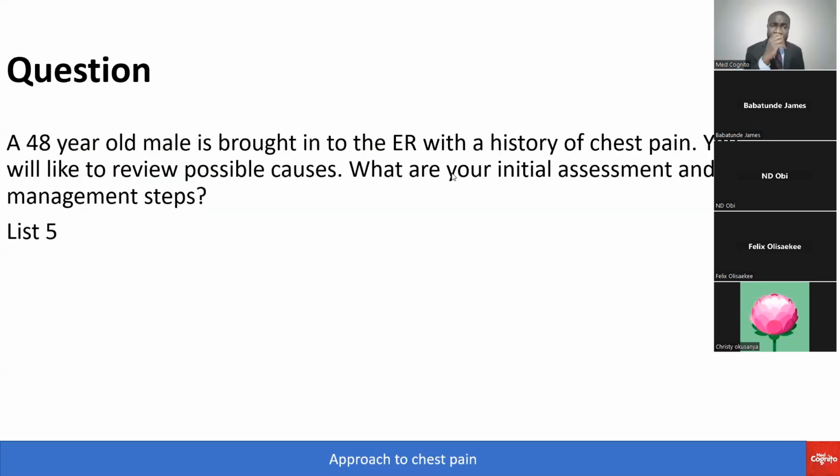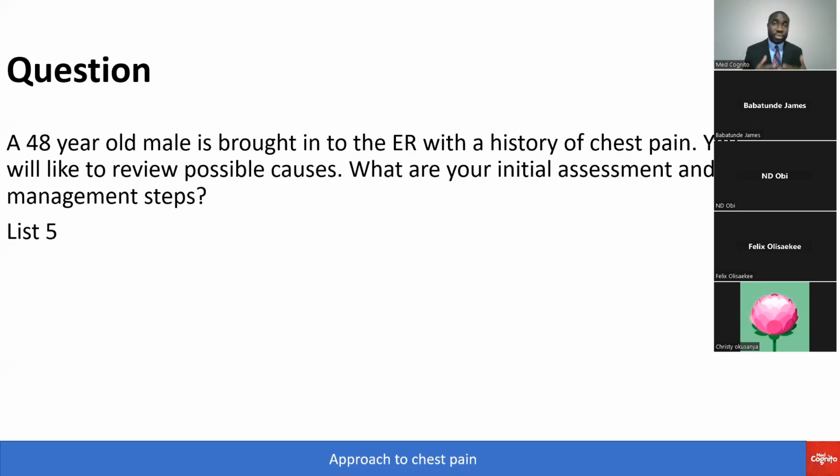You have a 48-year-old male who is brought into the ER with a history of chest pain. You would like to review possible causes. What are your initial assessment and management steps? So if you have a patient with chest pain, what are your initial steps, assessment and management? You realize that this question is twofold. So don't only look at assessment and don't only look at management.